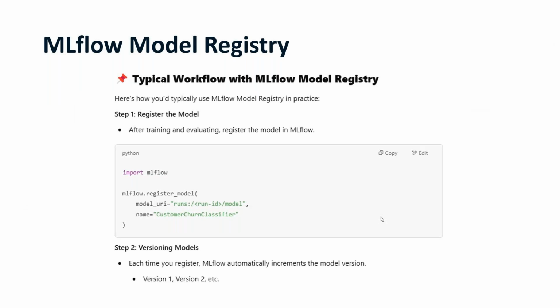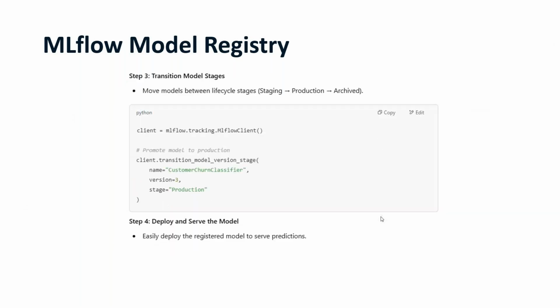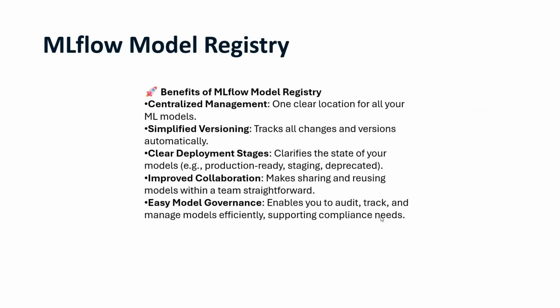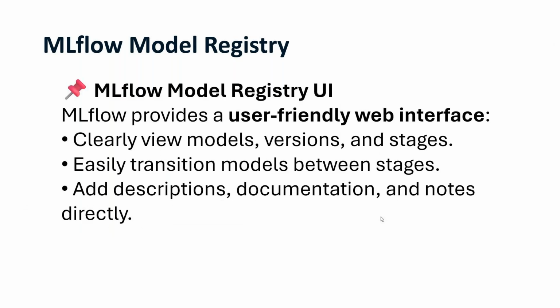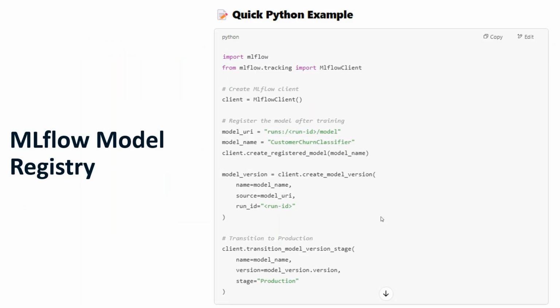Through the code, how do you register a model? So this is some example code given to register a model, and then run ID, model name, and the name of the classifier models actually. Okay, so this is something which you have. This is the whole code actually, so you can refer to this.